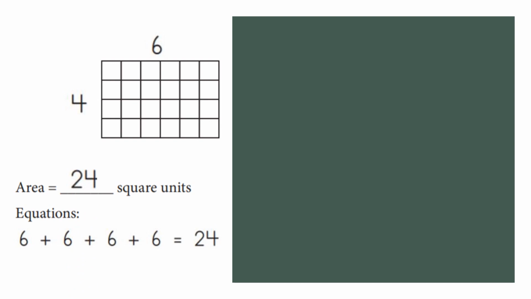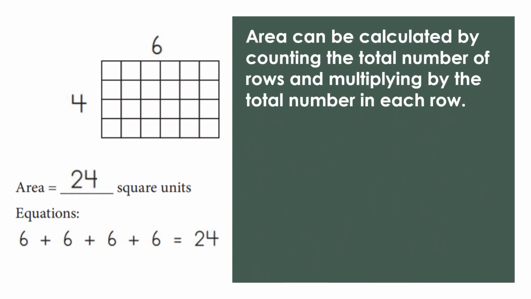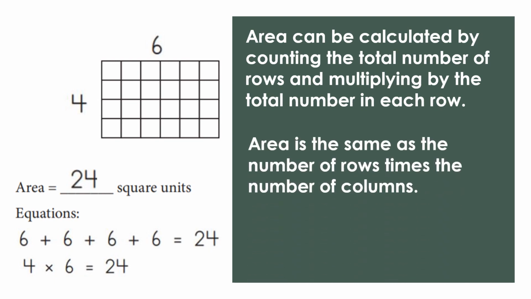You can also represent this thinking using multiplication. Area can be calculated by counting the total number of rows and multiplying by the total number in each row. 4 times 6 equals 24 is also representing that same thinking that was taking place when you repeatedly added 6 4 times to get 24. You could also write 6 times 4 equals 24 to represent the 6 groups of 4 if you were thinking about the columns. Remember, area is the same as the number of rows times the number of columns.